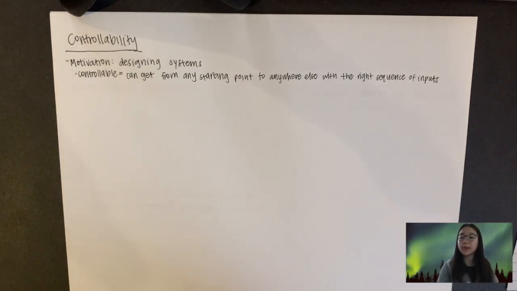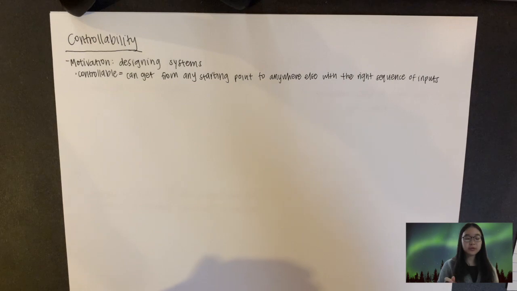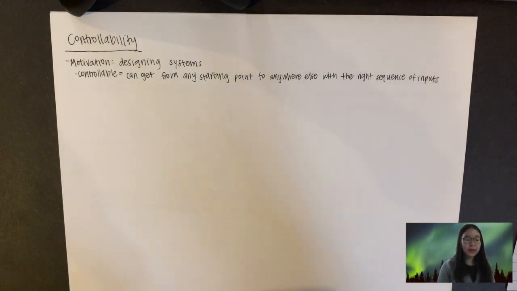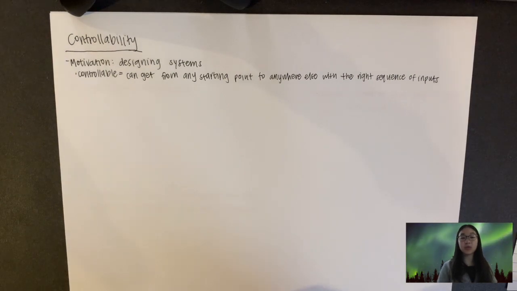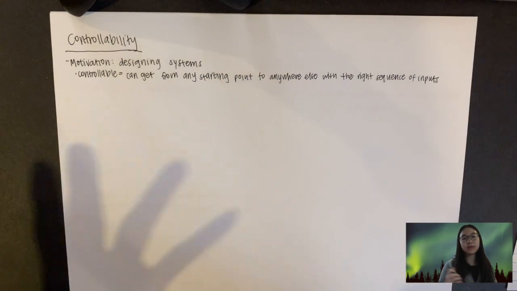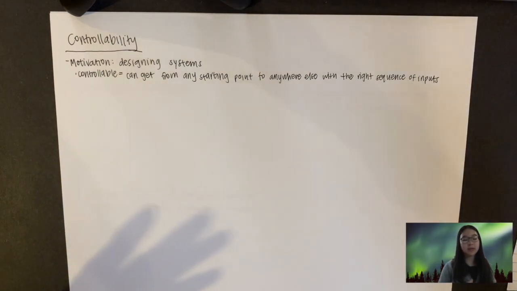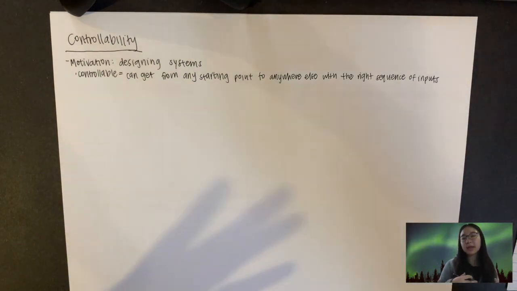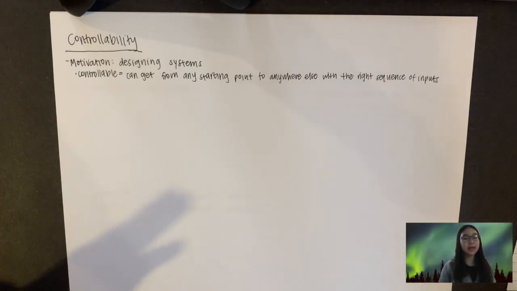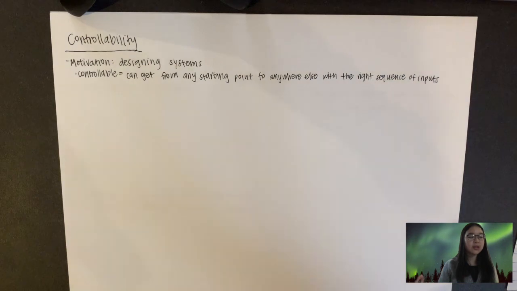In this video, we'll be talking about controllability. The whole motivation behind controllability relates to designing systems. For a system to be controllable, that means you can start at any starting point, and as long as you put in the correct sequence of inputs, you'll be able to get to any endpoint that you want, which is really useful when you're trying to make a system do a certain thing.